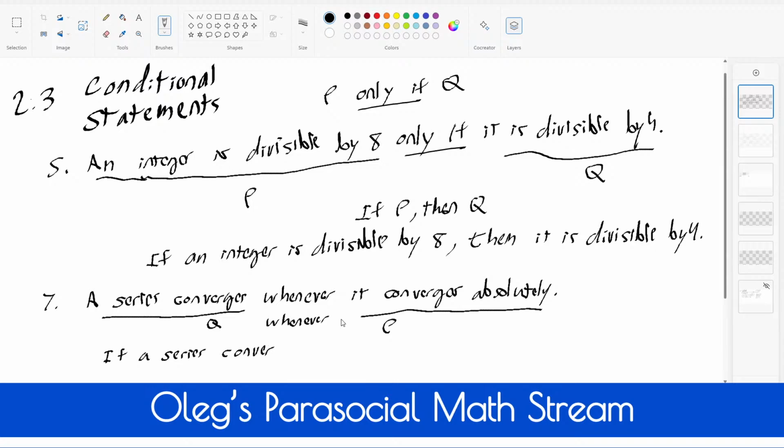If a series converges absolutely, that's P. The "it" becomes "a series," and the "if" is from before. A series replaces "it," converges absolutely.